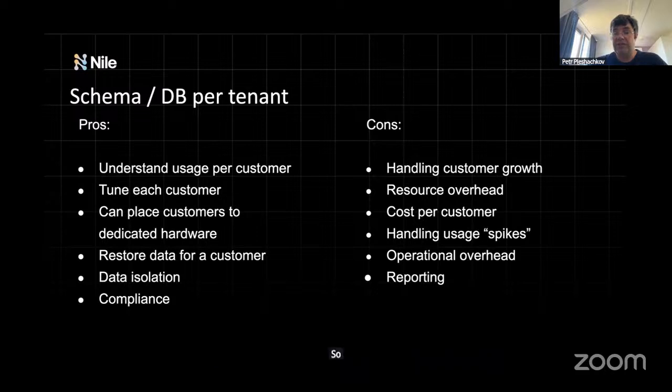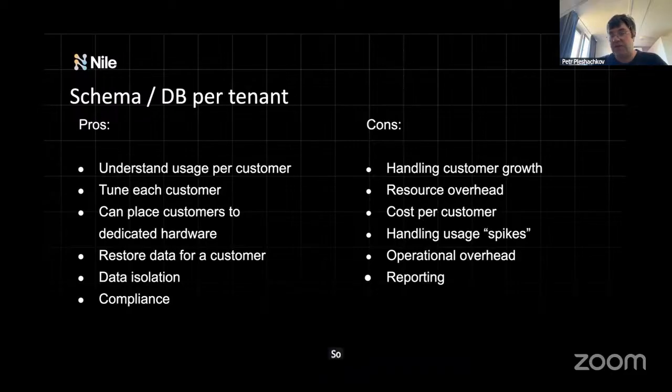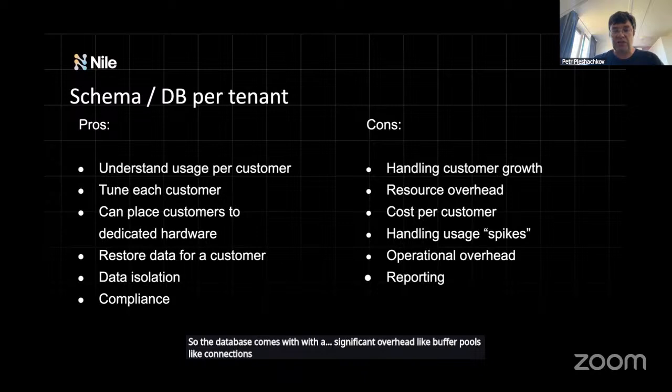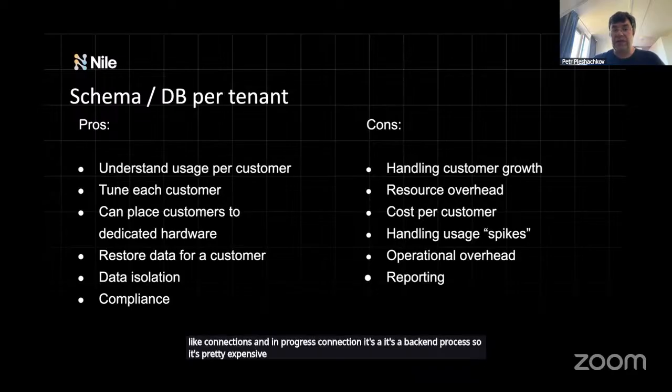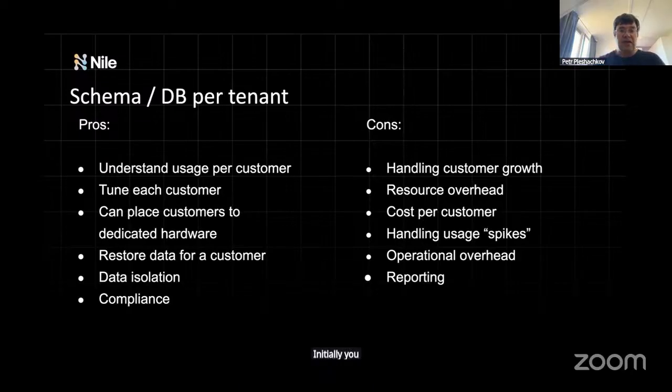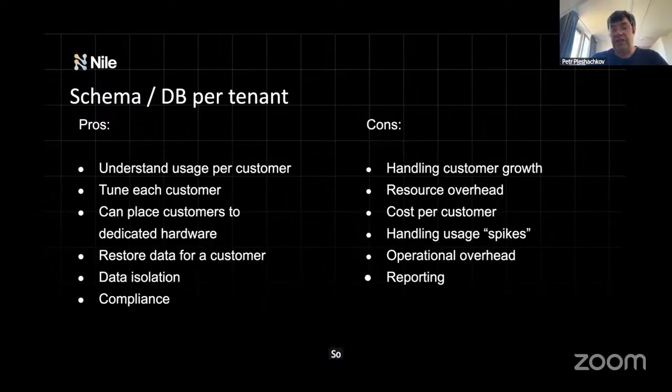But there are significant downsides to this approach. The main thing is the cost of this approach. Creating a Postgres database per tenant could be too much. It could be too expensive. The database comes with significant overhead like buffer pools, like connections, and in Postgres a connection is a backend process, so it's a pretty expensive thing. Then initially you customize your Postgres for a specific usage, and if you have a spike, it's not so easy to quickly adapt to that. So operational overhead in general is pretty high.